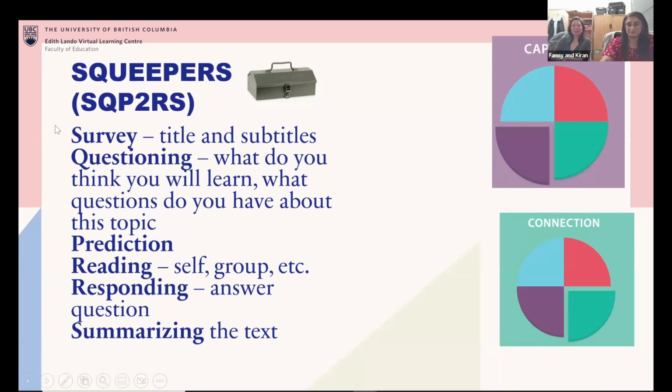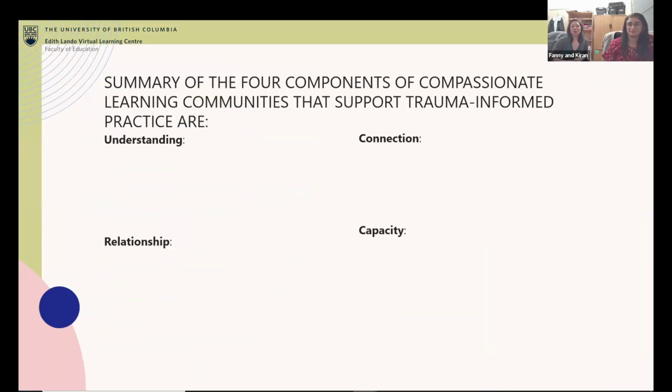Right? So today's text is a summary of the four components of compassionate learning communities that support trauma-informed practices: understanding, connection, relationship, and capacity. If you could please survey all those titles and then write what you think you're going to learn about and any questions that you may have. Okay. Next, if you would please write a prediction about what we will be reading. And then we would like you to respond or answer your own question on your paper there.